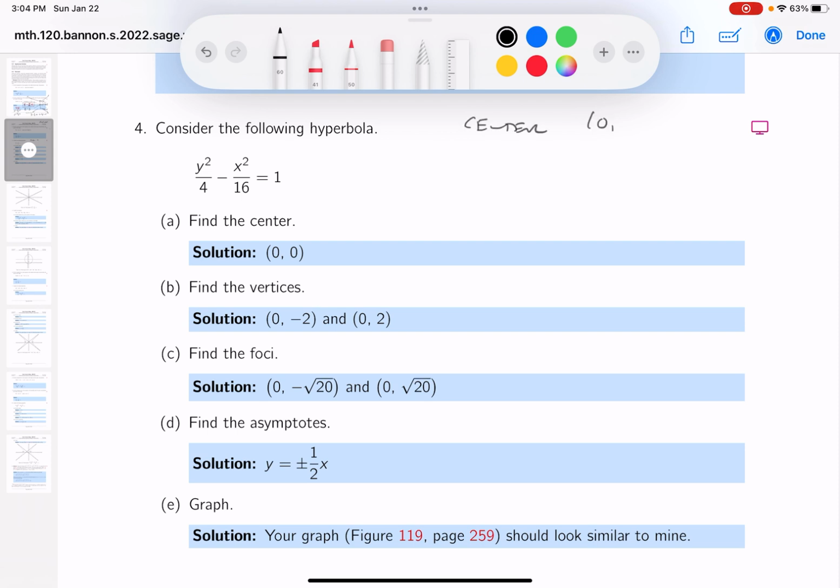And the center is going to be 0, 0. All right? And so the next thing I would look for, to be honest with you, I'd look for the asymptotes, actually. And what the asymptote is going to be, it's when y squared over 4 equals x squared over 16. Y squared would be 4/16, which is 1/4 x squared. So y would equal plus or minus 1/4 of an x. All right, so I know my asymptotes.